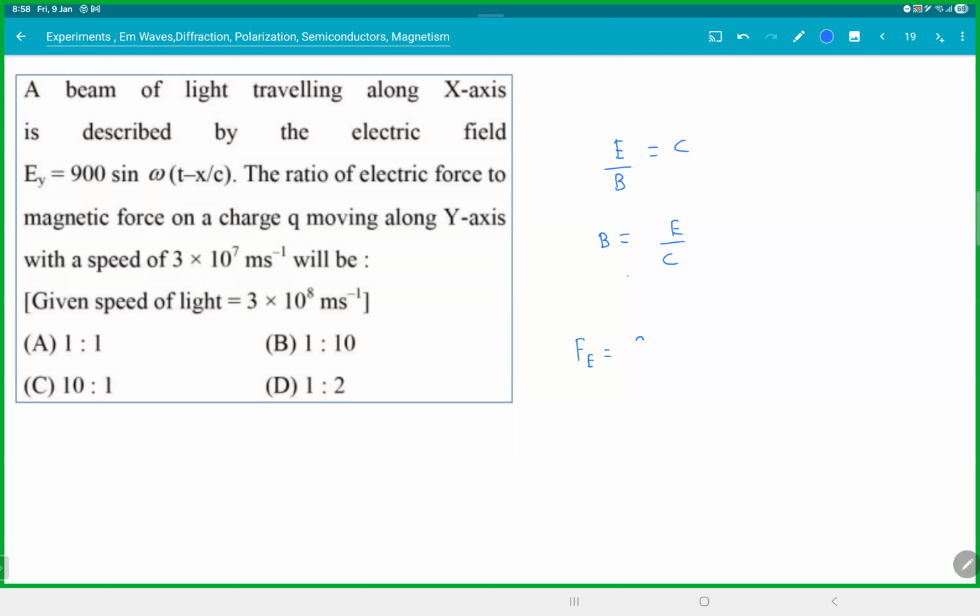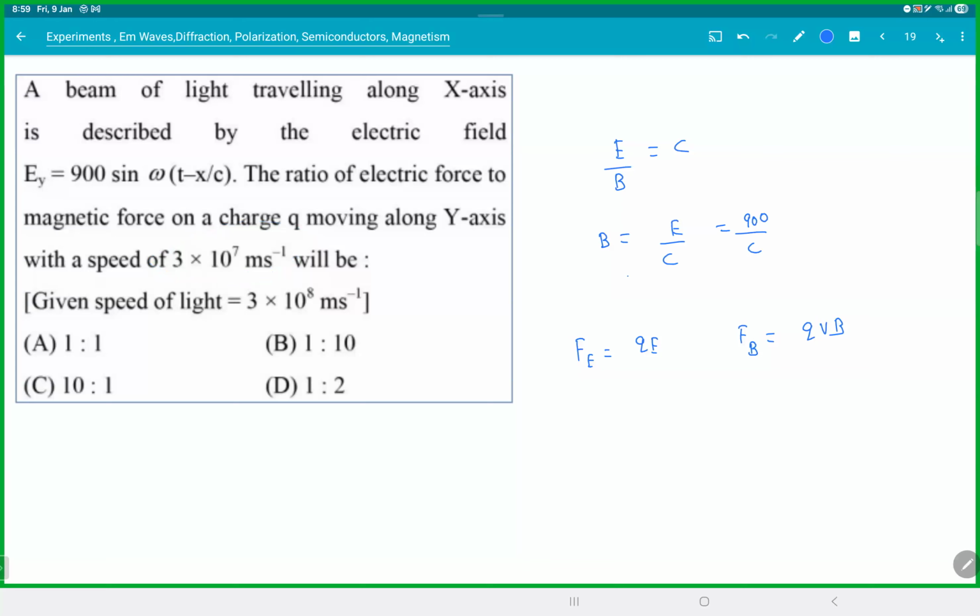So F electric will be QE. F magnetic will be QV cross B. V is given. You know everything. So E is given. E is 900 by C. And then I think you dump it, you'll get the answer. You can check the answer there. I don't think it will be 1:1, but I don't know. 3 into 10 power 7 is also there.